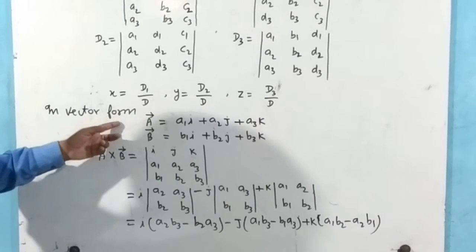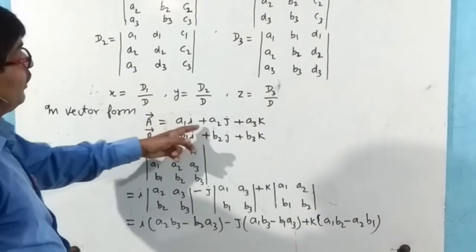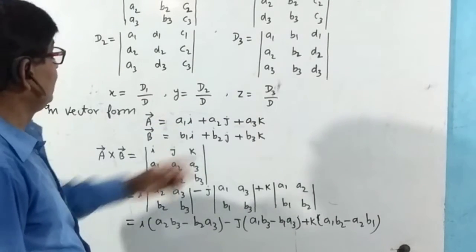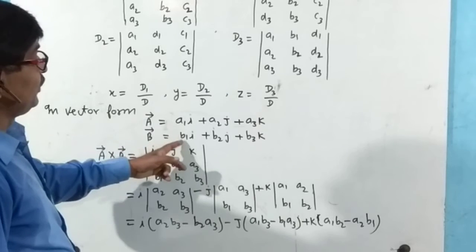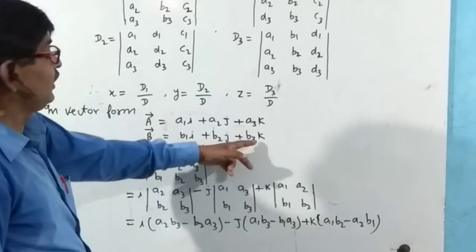Now in vector form, a can be a1 i plus a2 j plus a3 k, and b vector equal to b1 i plus b2 j plus b3 k.